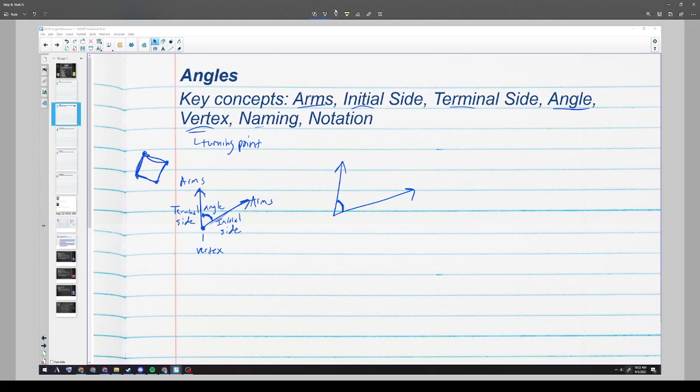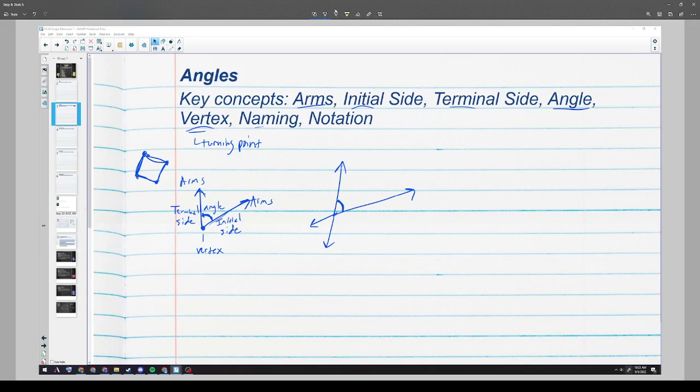So for example, if I continued and made these lines instead of rays, I'm going to have several angles here. And like I said, there's relationships between those that we'll talk about later. So you may remember like adjacent angles or vertical angles. We'll get to those in a later lesson. But to identify that we're talking about this one, there's a couple of ways.